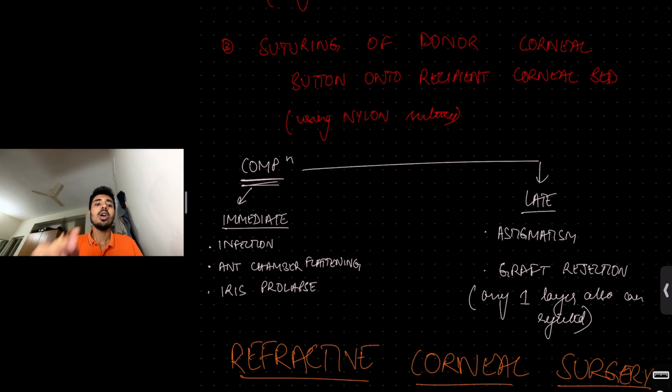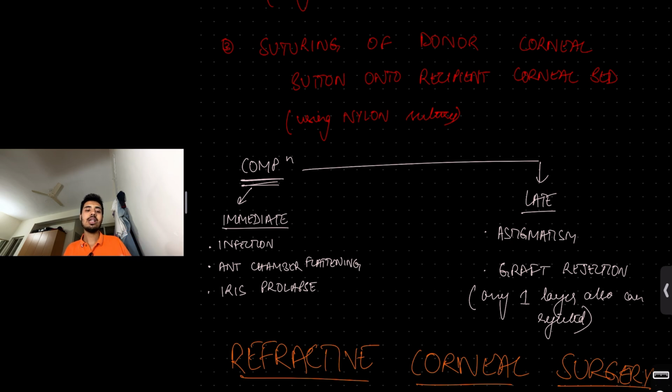And then what could be the complications? The complications could be immediate complications like infection, or it could be any anterior chamber flattening, it could be iris prolapse, or it could be late complications like astigmatism, it could be any graft rejection, which is a chronic type 4 hypersensitivity reaction. And this graft rejection also, it need not be that the entire graft is being rejected. A single layer of the cornea also can get rejected, like epithelial graft rejection, endothelial graft rejection. So different types are there.